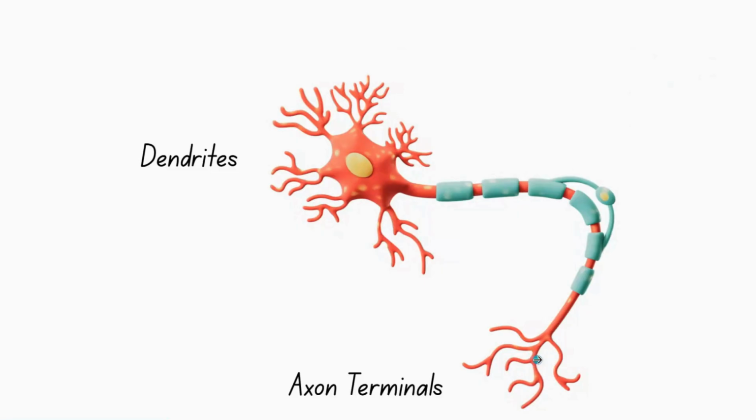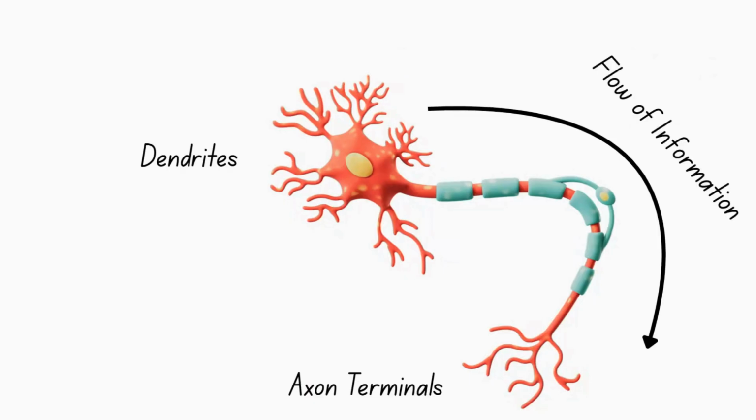So we talked about this in the last one. This is just to remind you of the flow of information. You have this arrow. Everything always goes from dendrites to axon terminals, and that would be the flow of information, or the action potential.